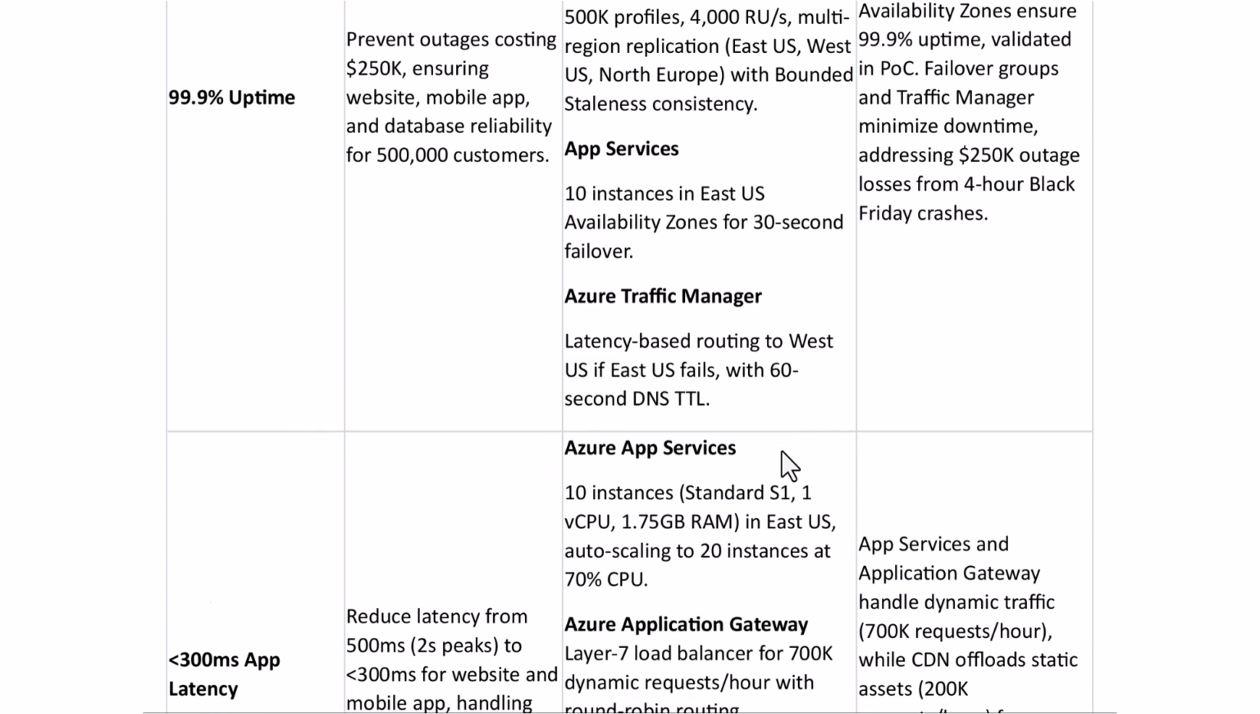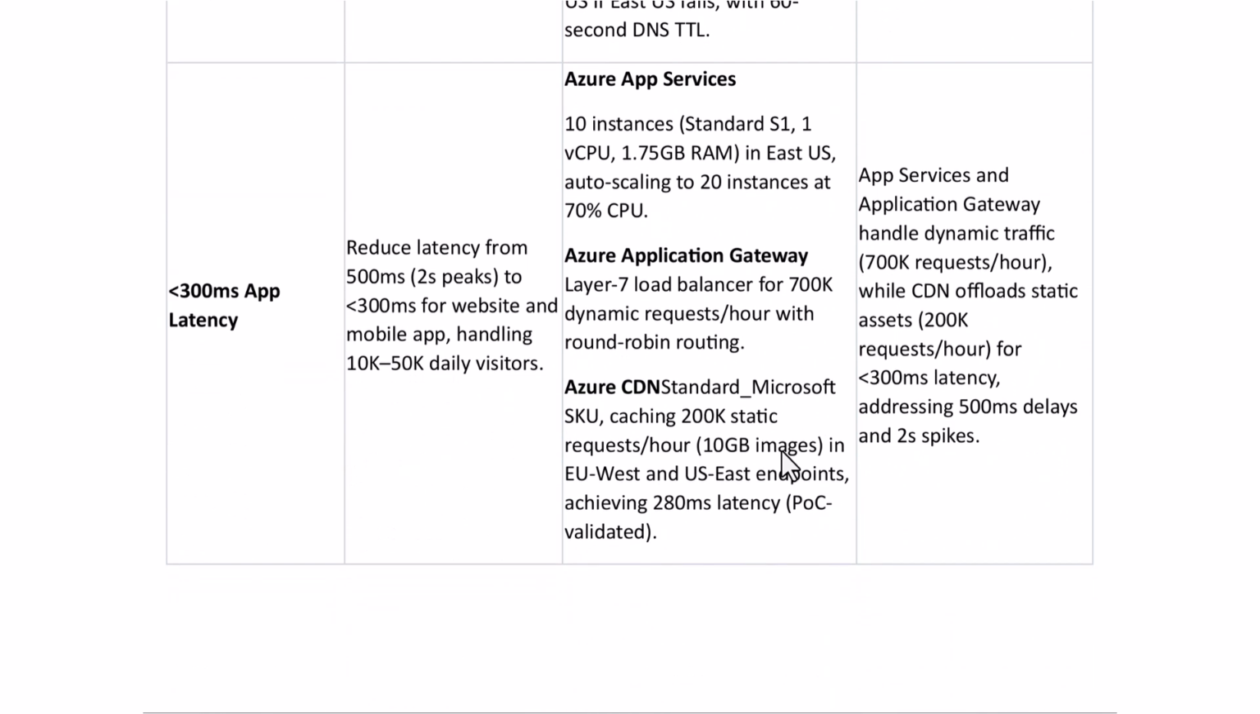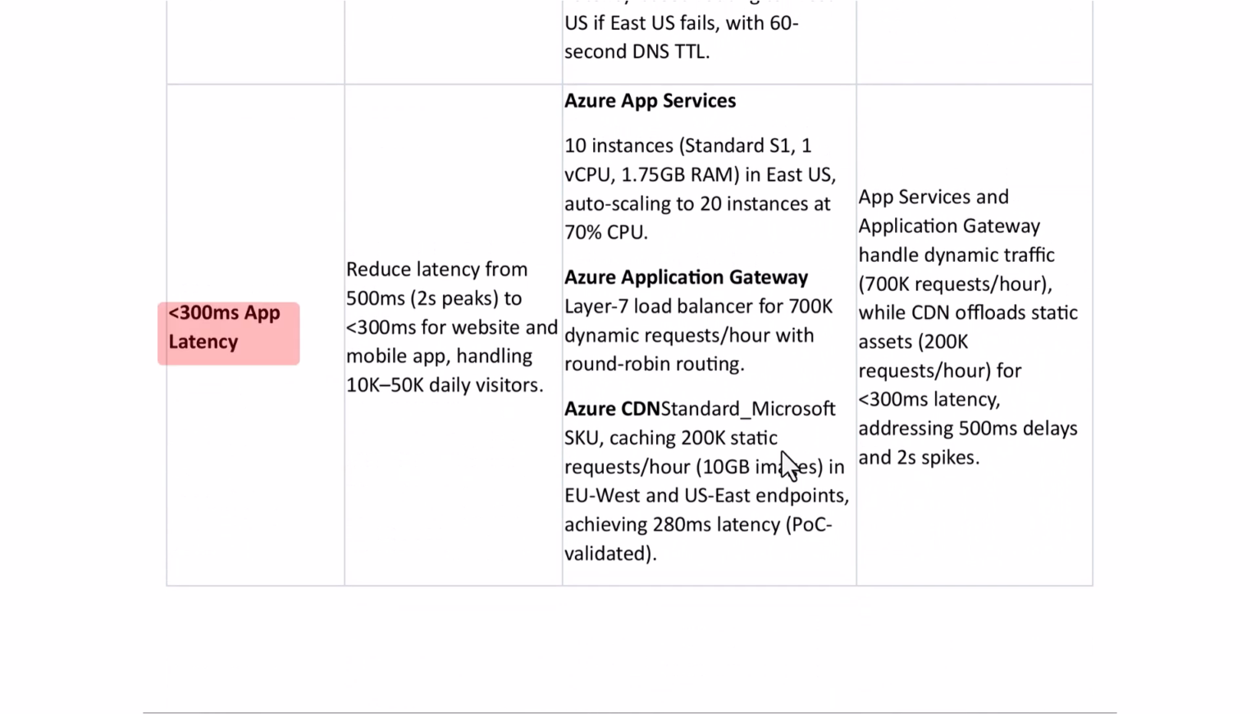For latency below 300 milliseconds and 1 million requests per hour, we deploy 10 App Service instances in East US, load balanced by Azure Application Gateway for 700,000 dynamic requests, and Azure CDN for 200,000 static image requests. 10 gigabytes of product photos are cached in EU West and US East.